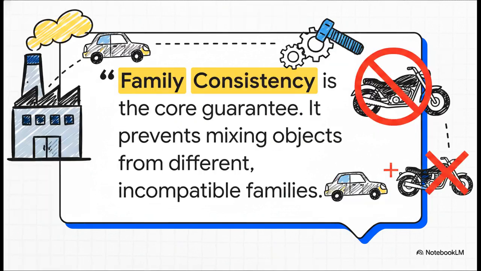Simple as that. Takeaway number 2, and honestly, this is the big one. The whole reason to use this pattern is for its core guarantee, family consistency. Your car factory will never, ever create a motorbike. This wipes out an entire class of really nasty bugs.